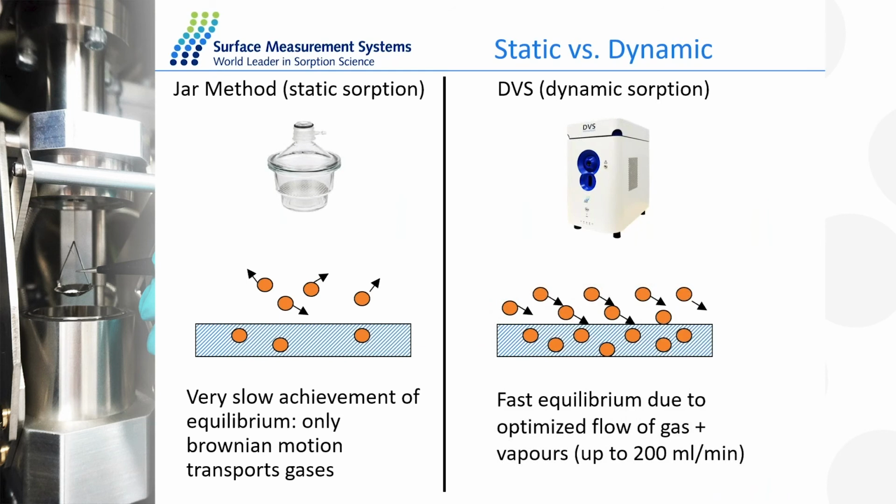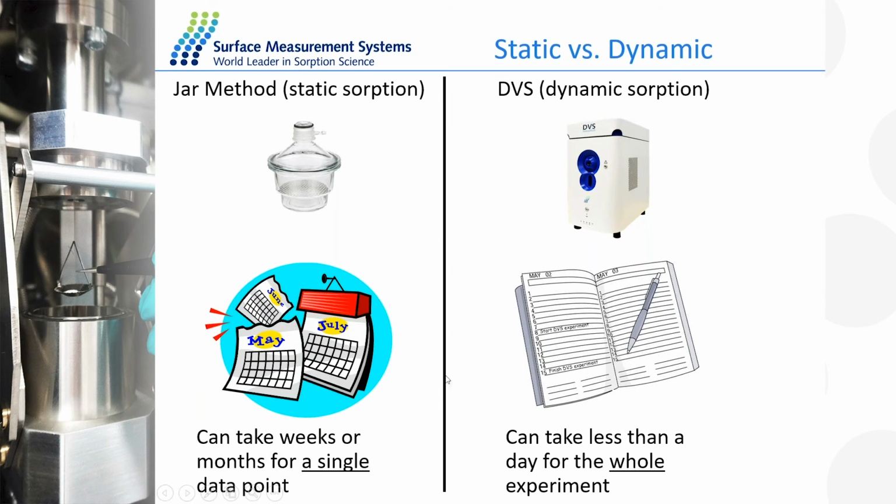In the jar method, we have very slow equilibrium to be achieved, and this is only using Brownian motion. However, in our system, we can have a gas flow of up to 200 milliliters per minute, and with this we can obtain fast equilibrium. As a result of this, our experimental time can be considerably shortened. With the static jar method, to obtain a single data point, it can take weeks or even months. However, in our case, the whole experiment can take less than a day.